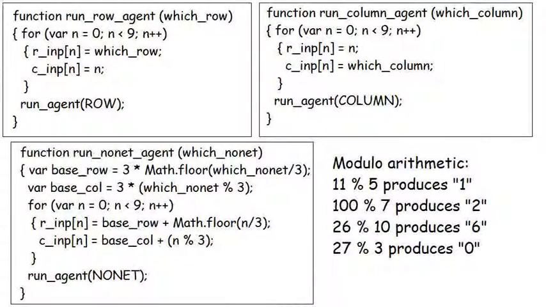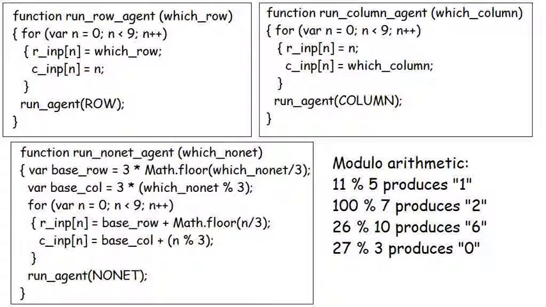The functions to run row, column and nonnet agents essentially do the same thing, as they all call the function runAgent at the end. However, before that, they make sure that the arrays RINP and CINP are set up by copying the appropriate values from the grid into those arrays. The complicated one is the nonnet version, of course, with more of that arithmetic based on the number 3. There's that function math.floor again, and I also assume you're familiar with modulo, represented by the percentage sign. This performs division, but gives you the remainder of that division rather than the quotient itself.